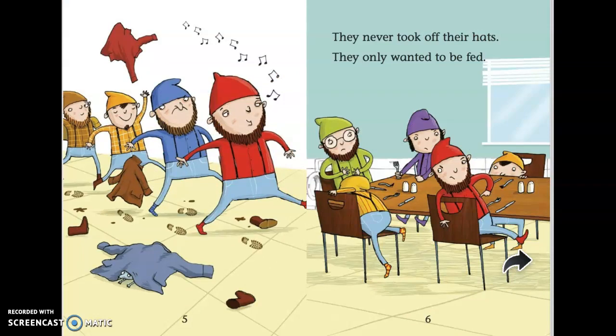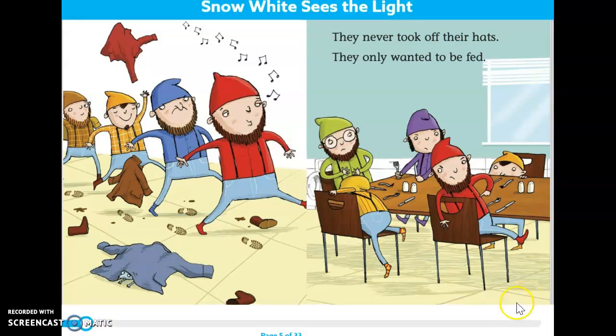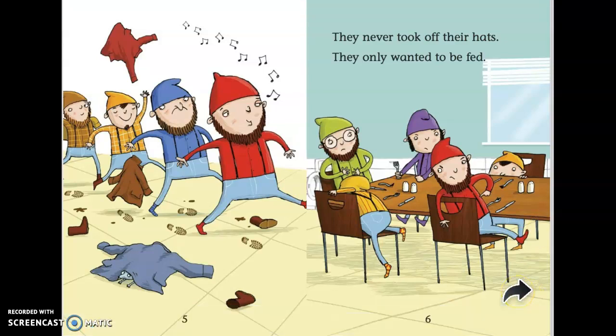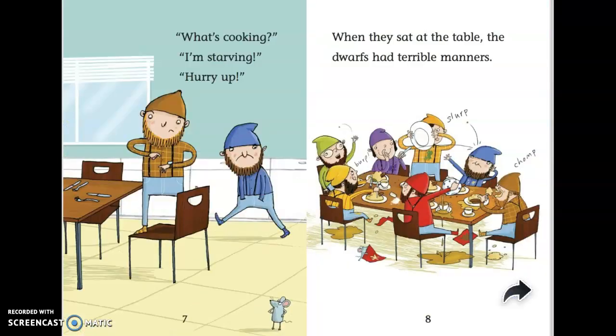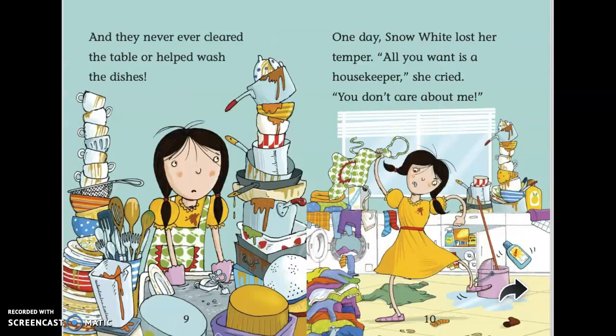Oh, the dwarfs don't look too happy. But they must be the characters as well. We keep seeing the dwarfs on this page. They're sitting around the table. It's a lot of them. But where is Snow White again? There she is, still cleaning. Yes, she may have a problem.